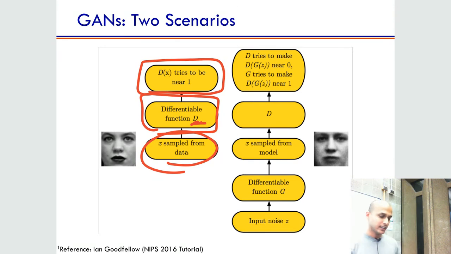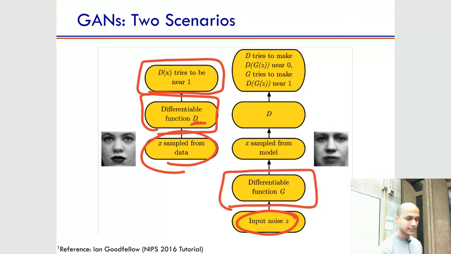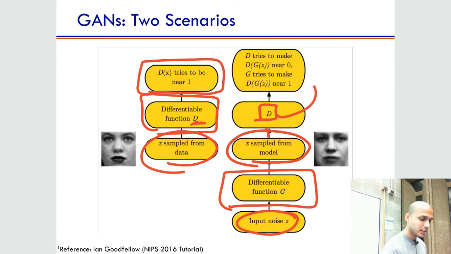And the second scenario is, let's say I have some noise, let's say Gaussian noise. I pass it through this thing, which is going to be like the decoder, right? It will create some x, or basically it's equivalent to saying I got an observation from this model. It's not the data, but it's an observation from the model. If I pass it through the same function D, hopefully it evaluates close to 0. That's the idea.